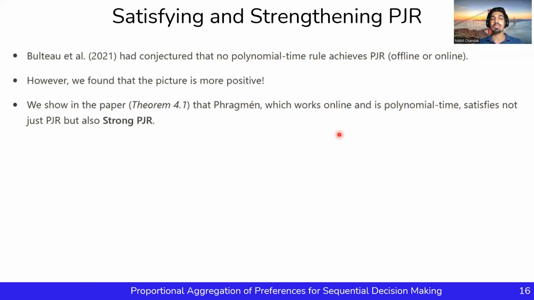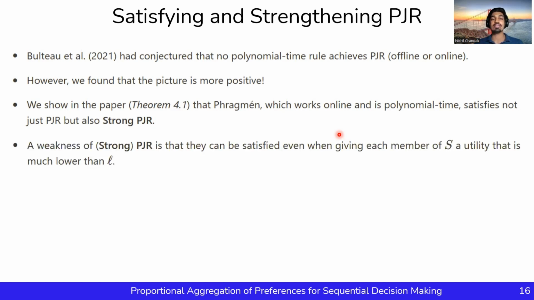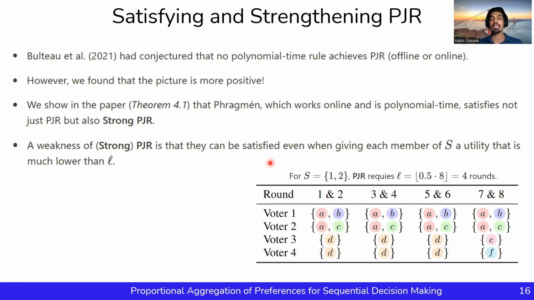In the interest of time, I won't be able to go into the proof or how the method works, but this makes us wonder whether we can satisfy even stronger axioms. Now notice that a weakness of PGR and strong PGR is that they can be satisfied even when giving each member of S a utility that is much lower than L. For example, reconsider our running instance where we had 4 voters and 8 rounds, and the coalition S equal to 1, 2, for which PGR required them to be happy in at least 4 rounds.